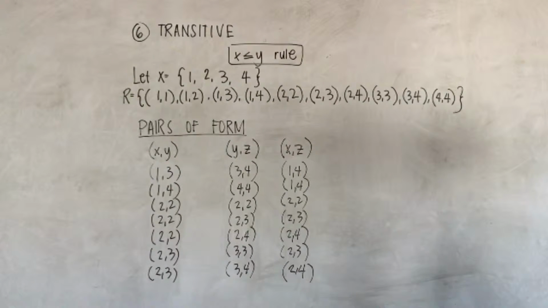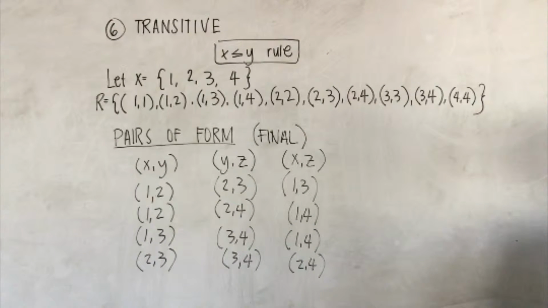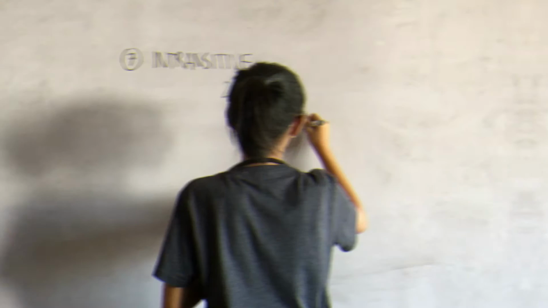To produce point (x, y), we'll be applying the x is less than or equal to y rule to all x values. Hence the point (x, y) or the xy ordered pairs. For point (y, z), we'll be applying the x is less than or equal to y rule to all y values. Finally, for point (x, z), we will just copy the x and z values into the ordered pairs.